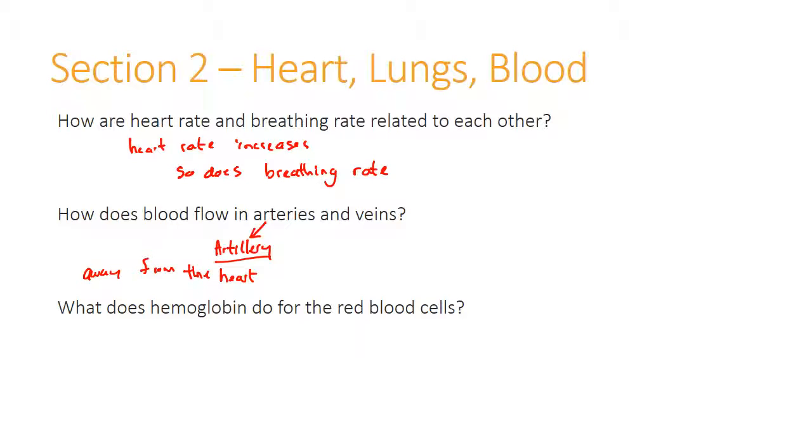Now, I'm not mentioning if it's oxygenated or deoxygenated. Arteries are generally speaking oxygenated blood, but that's not always true, so we don't like to say that. So it just simply means the blood flows away from the heart. And also structurally, we know they're a bit different. Arteries are much thicker. Veins thinner, but they have valves.